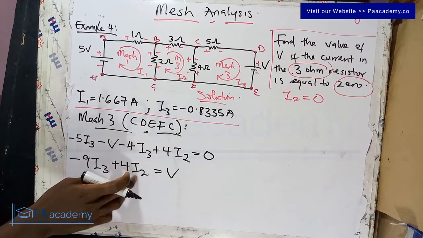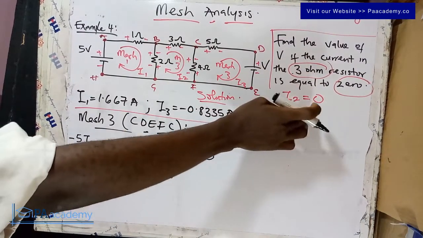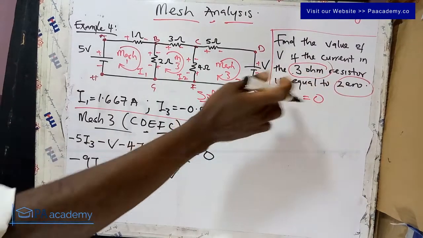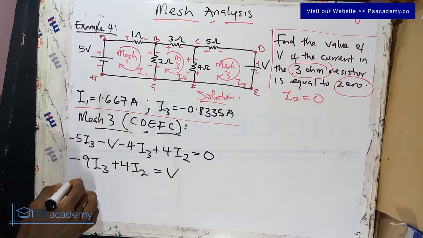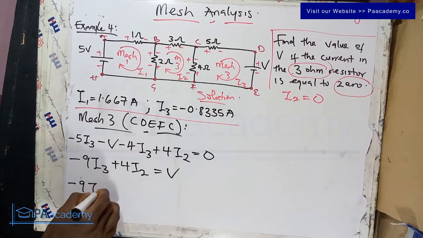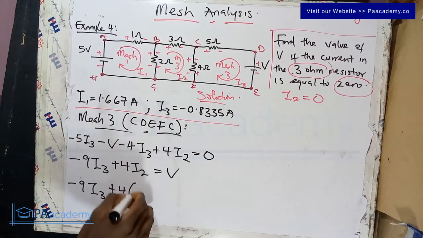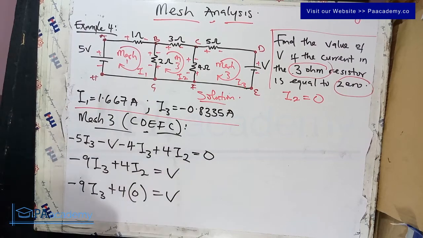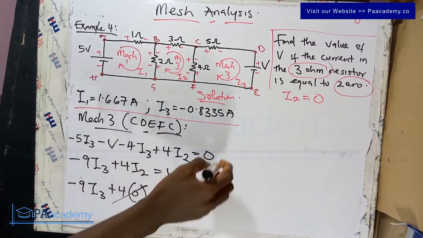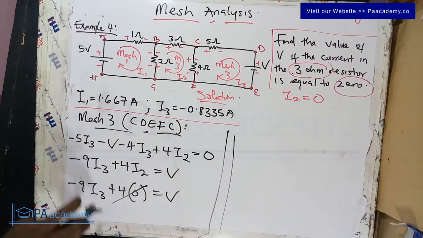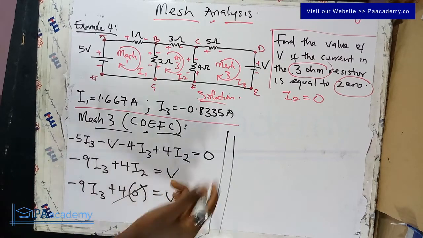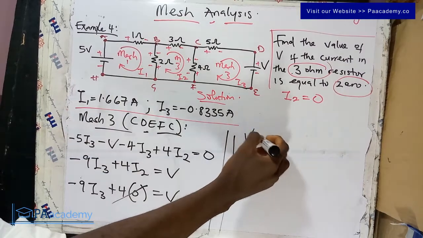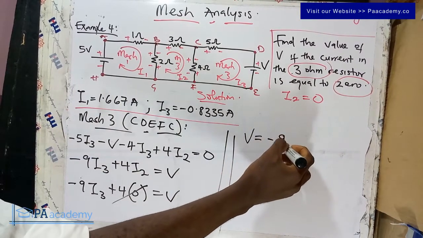Now remember that I2 is 0. Don't forget from the question, I2 is 0. It was not stated, but if you analyze it in your circuit, you know that I2 is 0. So now let's substitute that. You're going to have minus 9I3 plus 4 into bracket 0, that equals V. So this is 0. In solving this, that means minus 9I3 is equal to V. You can also write it as V equals minus 9I3.